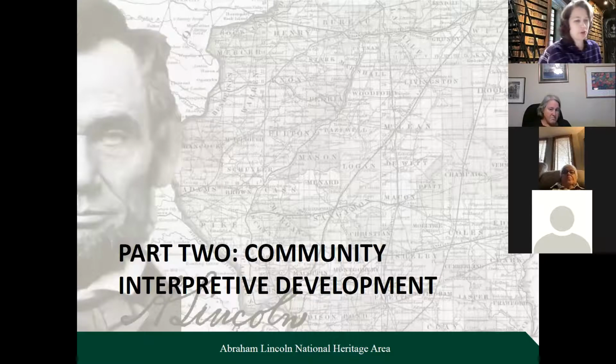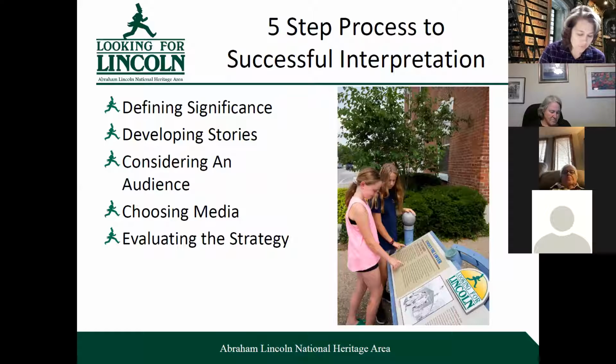All right, part 2, community interpretive development. We're going to spend the bulk of our time walking through this section, because it is very interactive with you and your community as you try to figure out what stories you want to tell, and look at the stories you are telling and how perhaps you could change or enhance those. All right, so there is a 5-step process that we've created for creating a successful interpretation.